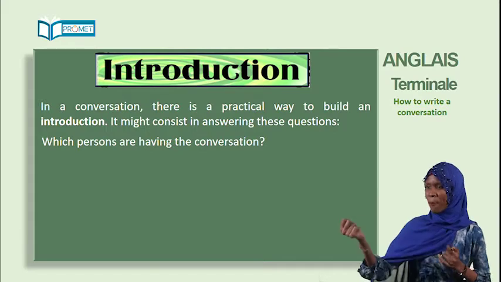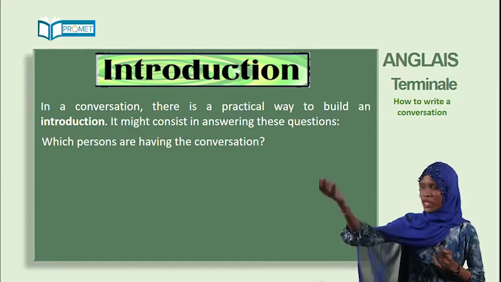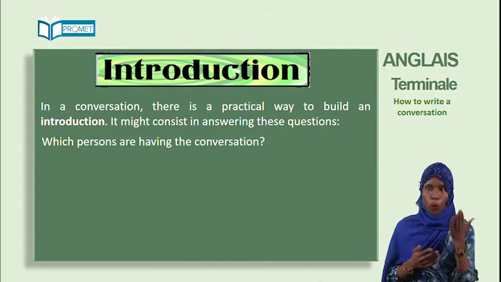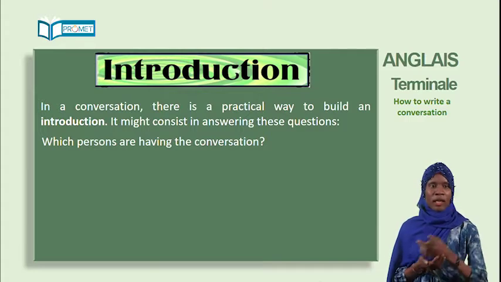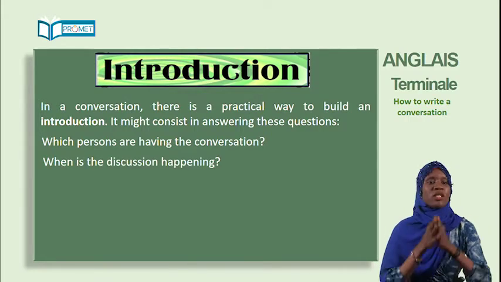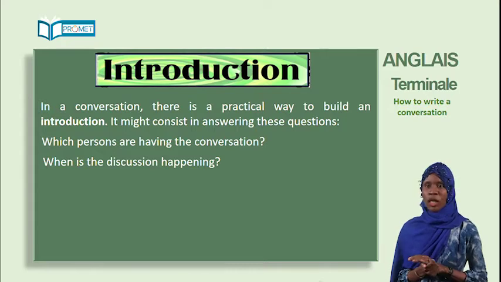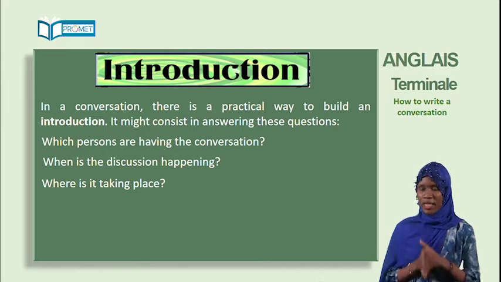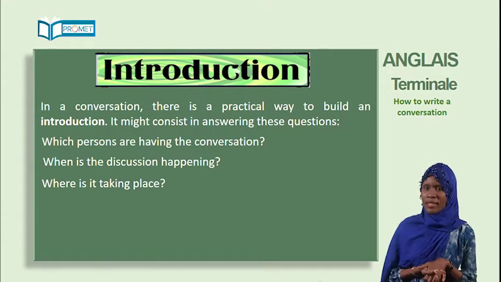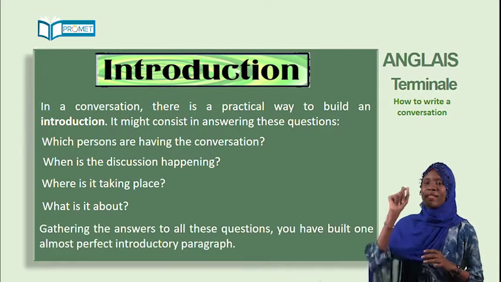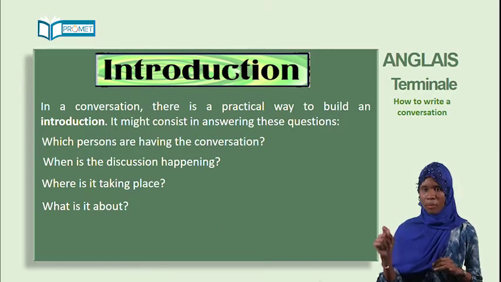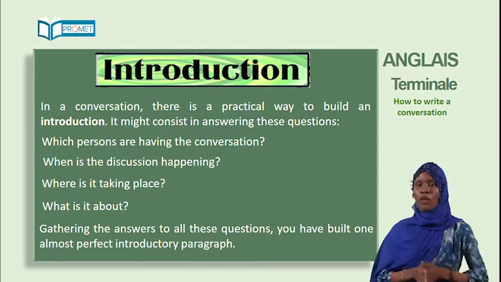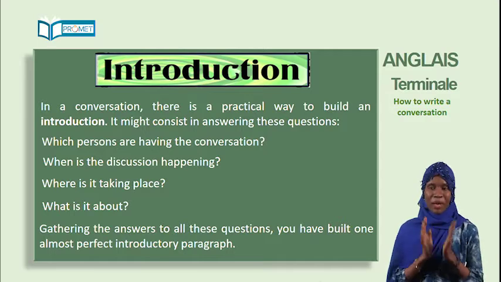So, first question, what can we have? Taco? Which persons are having the conversation? Very good. So, who is talking to who? Excellent. What else? Hadim? When is the discussion happening? Excellent. Very good. What else? Good. The setting. Where is it taking place? Where is the conversation taking place? Tremendous. What else? What is it about? What is the conversation about? Good. So, class, gathering the answers to all these questions, you have built one almost perfect introductory paragraph. Good.